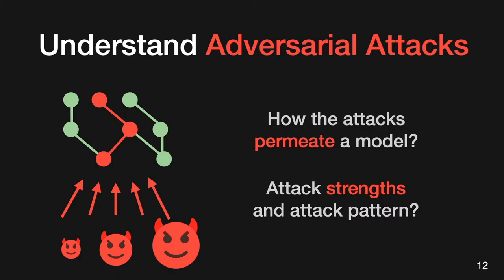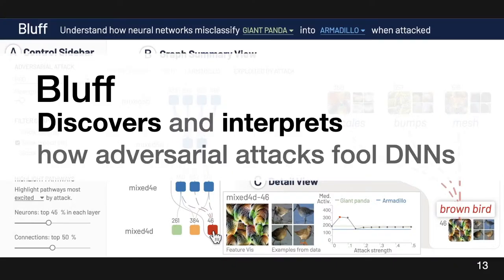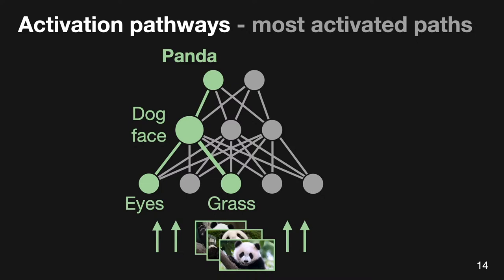We present Bluff, an interactive visualization tool for discovering and interpreting how adversarial attacks mislead DNN into making incorrect predictions. Our main idea is to visualize activation pathways within a DNN traversed by the signals of input data. For given input data, an activation pathway consists of neurons that are highly activated and the most influential paths.